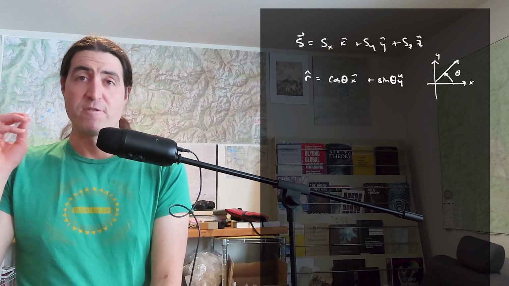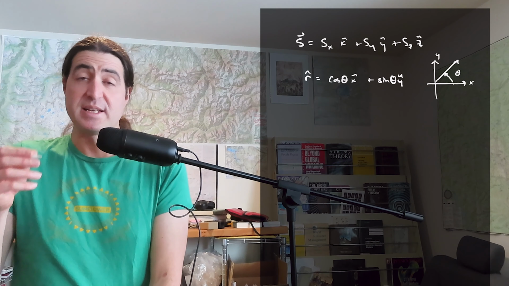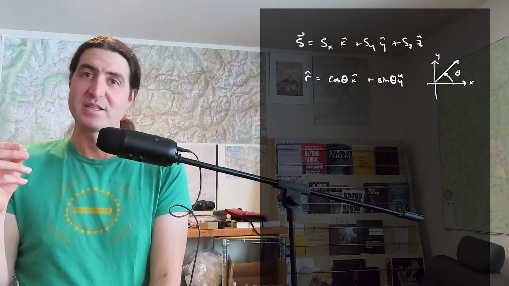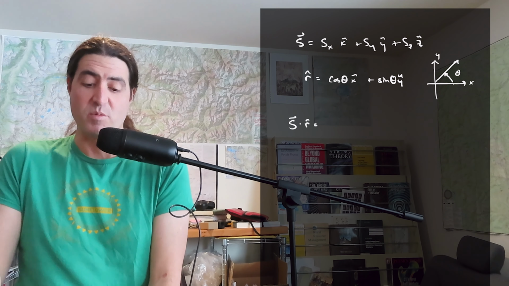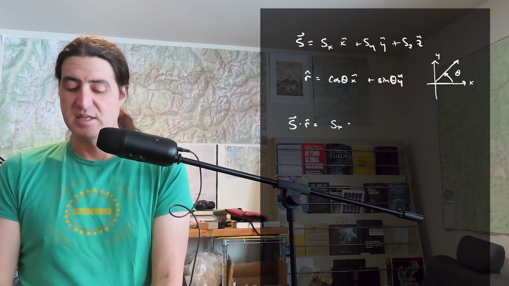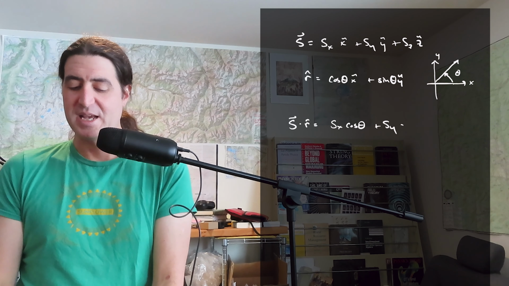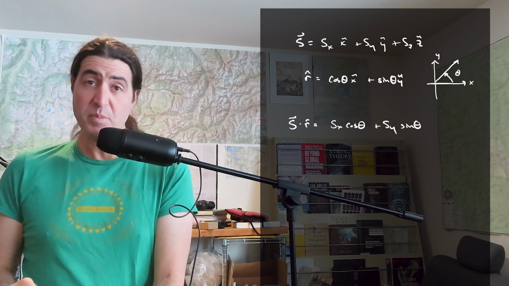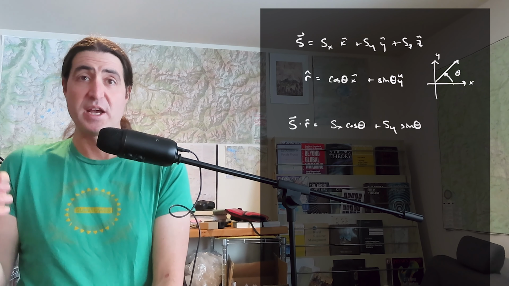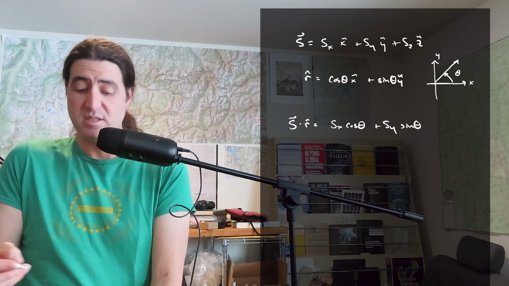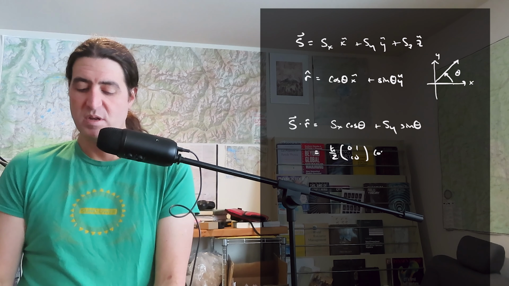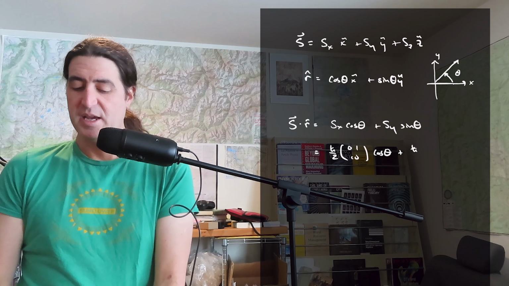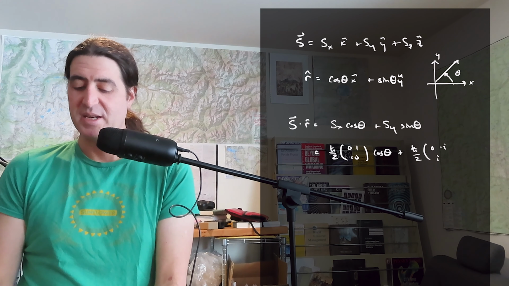Great. Okay, so first, before we figure out what the up and down states should be, let's figure out what the operator precisely is. So S dot r, which is our unit vector in this theta direction, is given by Sx cosine theta plus Sy sine theta. And you might recall that Sx and Sy are both h bar over 2 times one of the two Pauli matrices. So for this case, this is h bar over 2 times [0, 1; 1, 0] cosine theta plus h bar over 2 [0, -i; i, 0] sine theta.